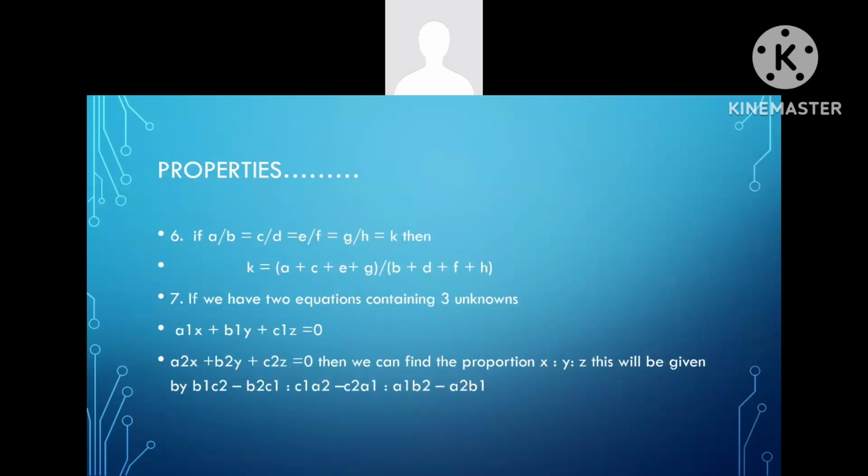Then next come other properties. If A/B = C/D = E/F = G/H = K, then K equals (A + C + E + G)/(B + D + F + H). Next, another property. If we have two equations containing three unknowns, a1x + b1y + c1z = 0 and a2x + b2y + c2z = 0, then we can find the proportion x:y:z. This will be given by b1c2 - b2c1 is to c1a2 - c2a1 is to a1b2 - a2b1. This is how we can calculate x is to y is to z.